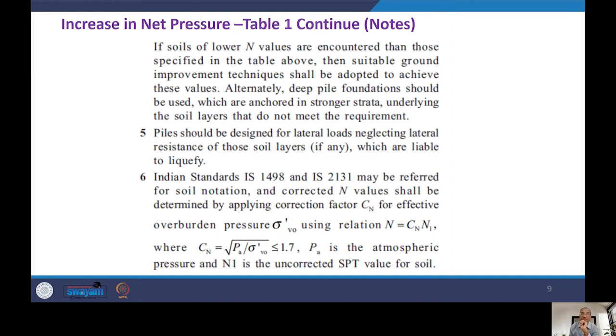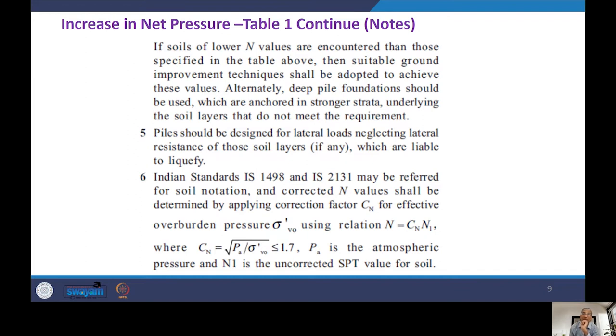Next, Indian Standard Codes IS-1498 or IS-2131 may be referred for soil classification, and corrected N values should be determined by applying the correction factor Cn for effective overburden pressure, sigma V naught, using the relation N equal to Cn into N1, where N1 is the uncorrected SPT value and Cn is the correction to be applied for overburden pressure, which can be calculated using this relation: root of Pa divided by sigma V0 effective.